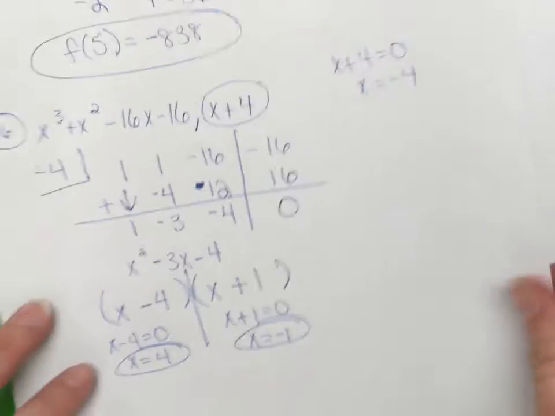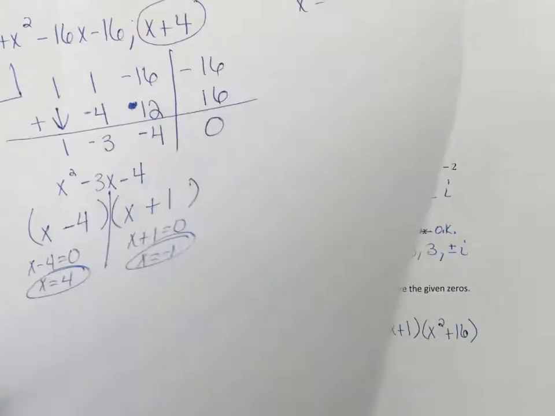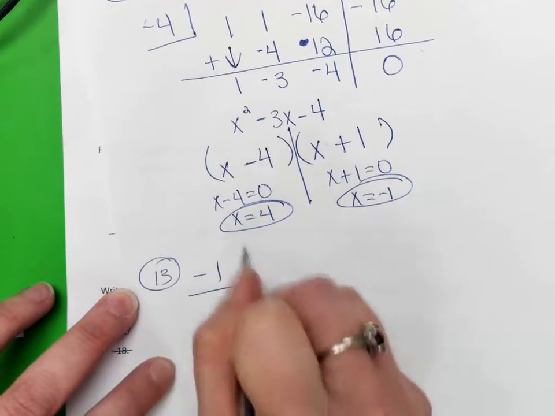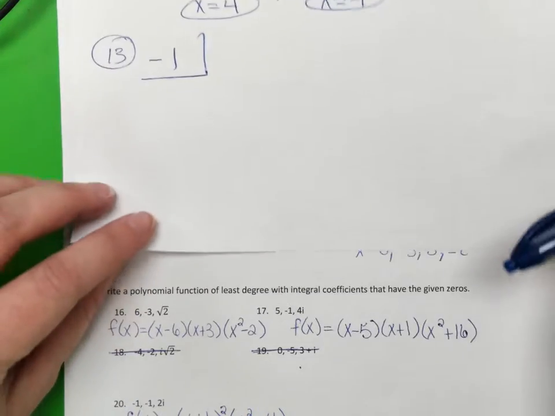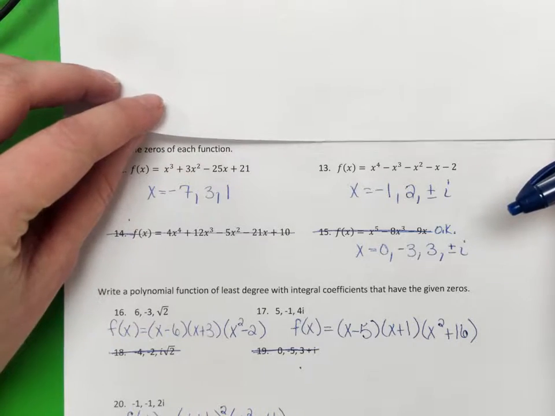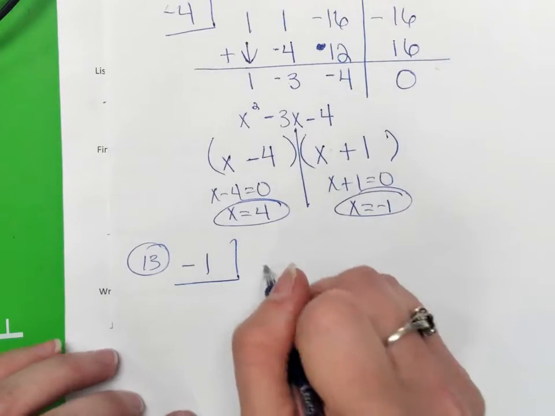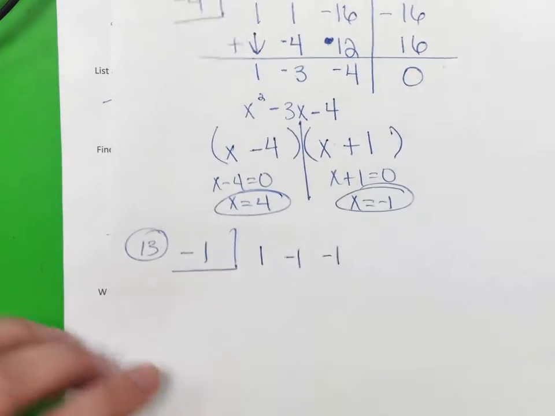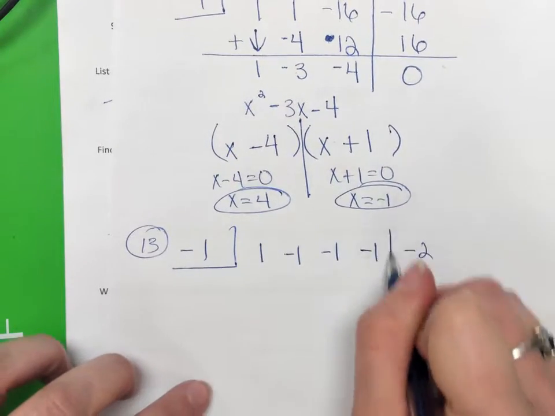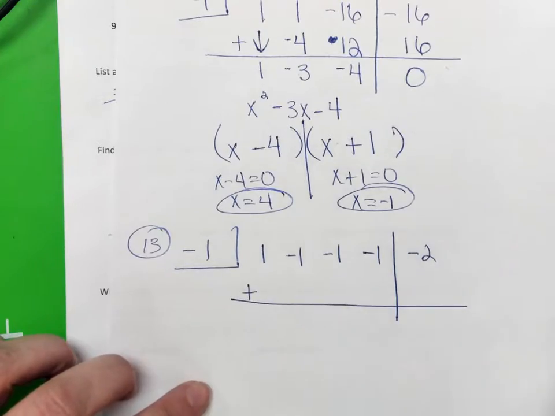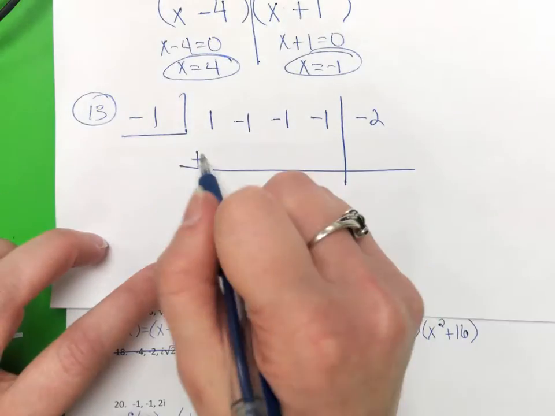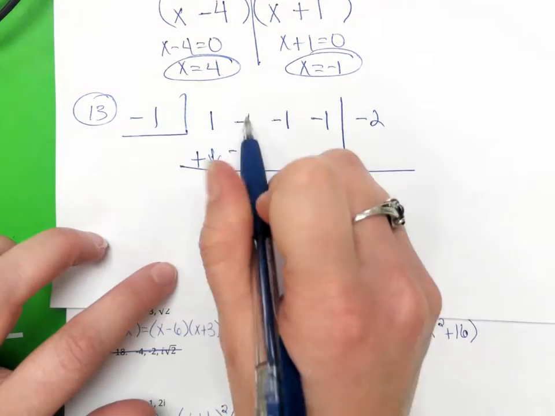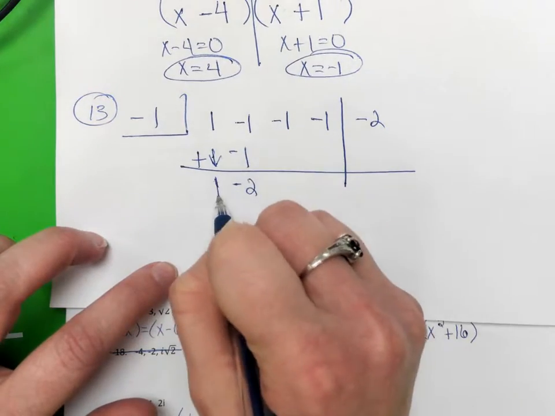Here we go. So what number was this? 13? So negative 1 goes in your box. What were your numbers? 1, negative 1, negative 1, negative 2. All right, here we go. Bring down the 1. Multiply, you get negative 1. Add, you get negative 2.